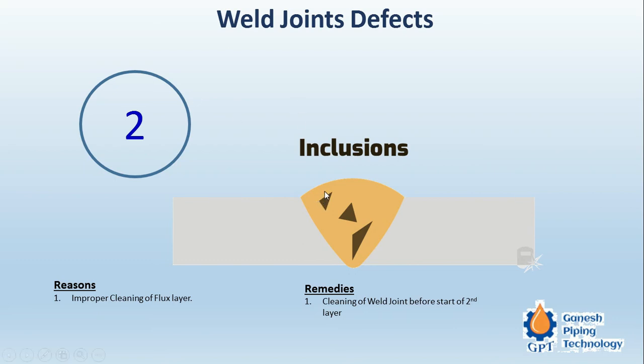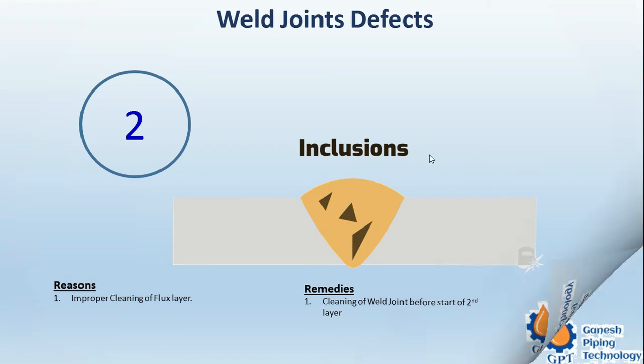If this activity is not done properly, then some traces of the flux particles will remain there and get stuck, because if you go for the next second layer of welding, there will definitely be slag inclusion. So the remedy for this is good quality cleaning.